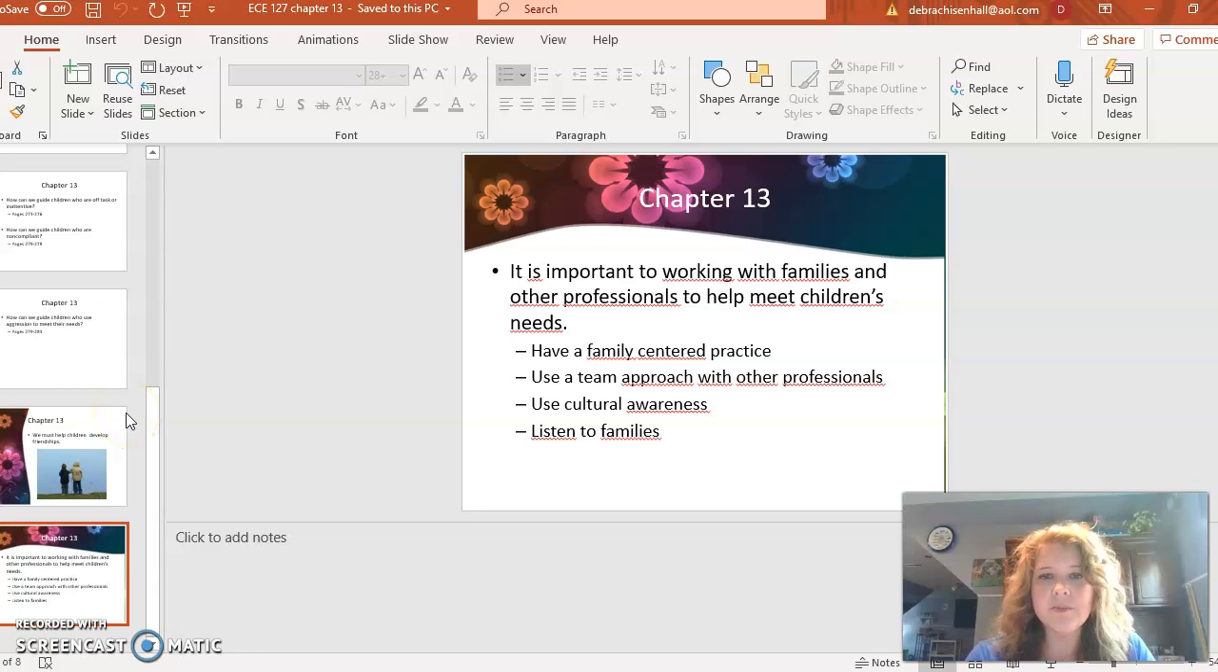And then lastly, it's important to really work with families and other professionals to know how to best meet children's needs. As a classroom teacher, we're not really trained that extensively on what to do to help children with extreme emotional or cognitive needs. And so we need to work with supportive personnel to help give us some strategies and ideas on what we can do.